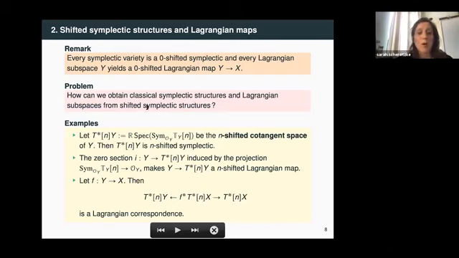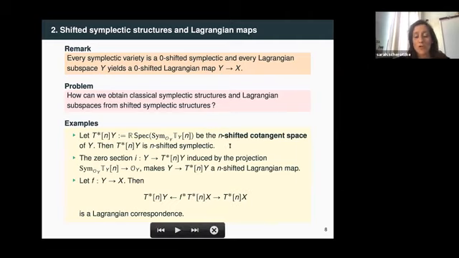Okay, so the problem that Tristan is going to address in his talk is this. We know that classical symplectic varieties give zero-shifted symplectic structures, but we could also wonder the other way around. If we have a derived space or non-derived space, and we have some shifted symplectic structure on it, or a Lagrangian map, can we use this in some way to obtain classically symplectic or Lagrangian structures? I won't talk about this in this talk. This is what Tristan's going to be addressing.